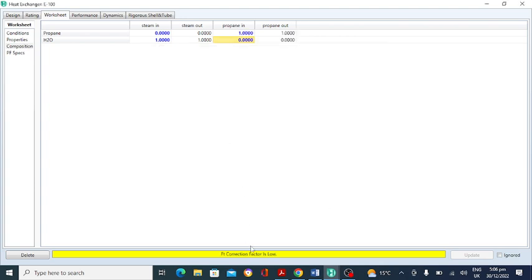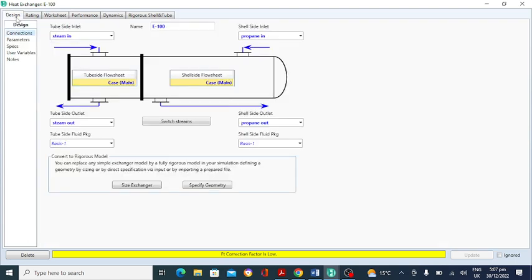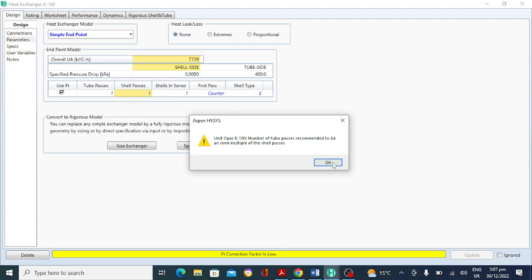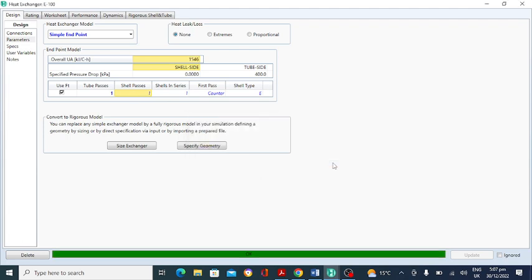This is okay. Now the correction factor is too low. So we will go to the heat exchanger, this is the tube passes. I'm changing the tube passes from 2 to 1. Okay, now it is okay. Now go to the performance.